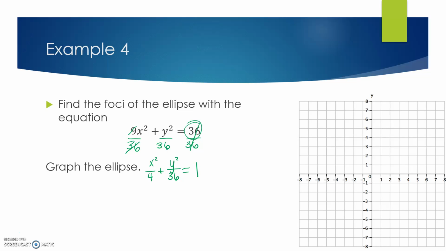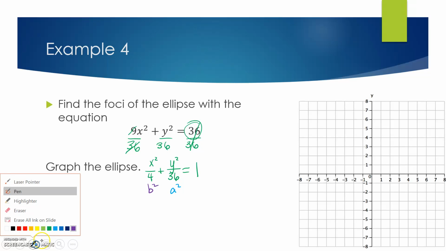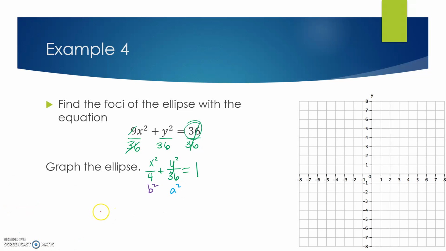So I know what a squared is. A squared is always the bigger number. So I'm going to have a squared, I have b squared, and I need to find c squared. So I'm going to have c squared equals 36 minus 4. So I get c squared equals, when I do 36 minus 4, I get 32.